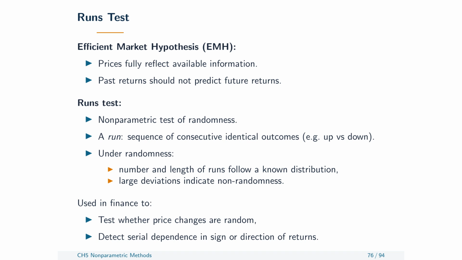A runs test studies the sequence of signs rather than the numerical size of returns. A run is a consecutive group of observations with the same sign. For example, several positive returns followed by several negative returns form two runs. Under an appropriate null of sign independence, the number and lengths of runs have known probabilistic behavior. Too few runs can indicate persistence, while too many can indicate frequent reversal. The test is robust to some distributional features, but it discards information about magnitudes.